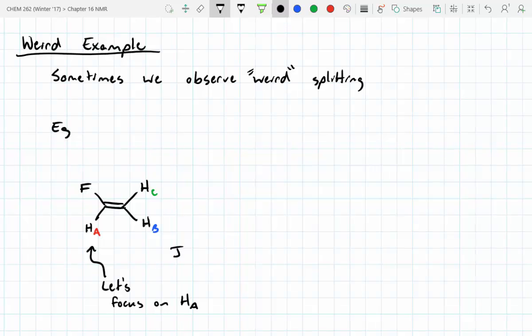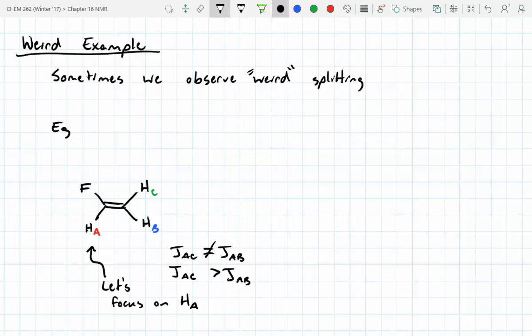So in this case, JAC, the splitting constant between A and C, is not going to be equivalent to JAB. And in this case, JAC is going to be much, much bigger than JAB. So typically, if it's trans, you're going to get a much larger splitting than if it's going to be cis. And you normally see these weird splitting patterns with alkenes, however, you occasionally see them in other systems. So I'll show you guys a simple way of looking at this.